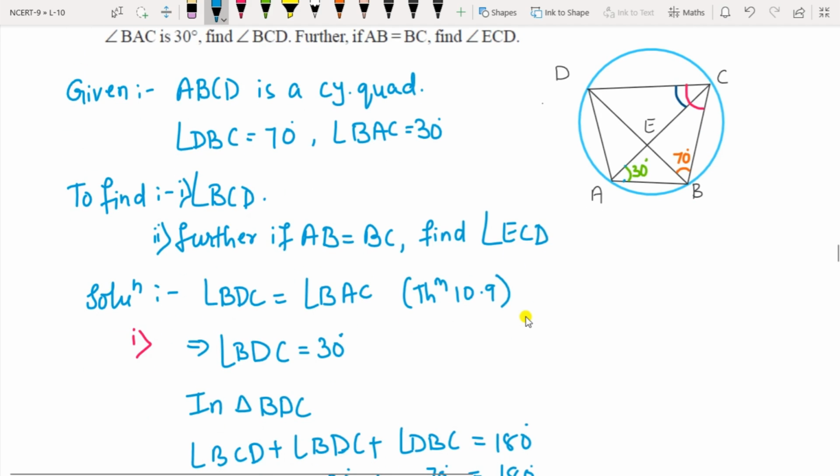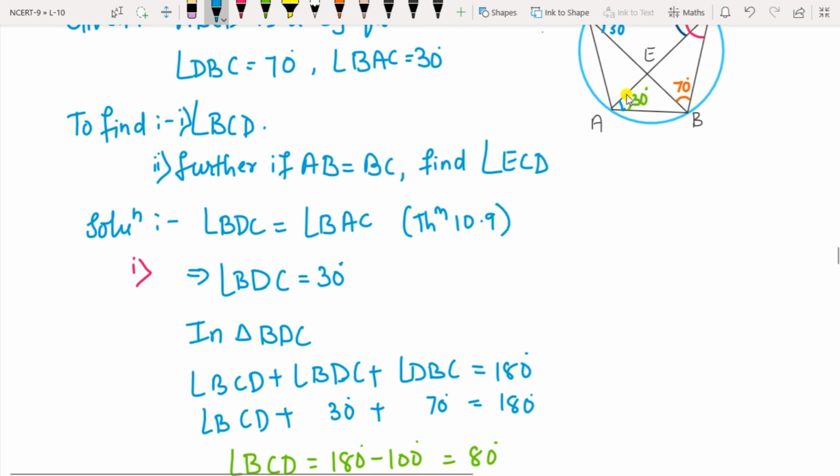So the solution here is, first you have to consider BDC, this angle and this angle. Okay, so these both angles are on the same line segment BC and they are in the same segment. This is the major segment here, and therefore these two are equal. So if this is 30, this will also be equal to 30 degrees. That is point 1.